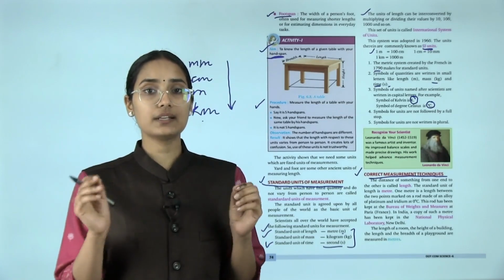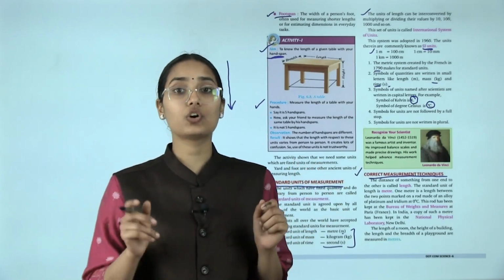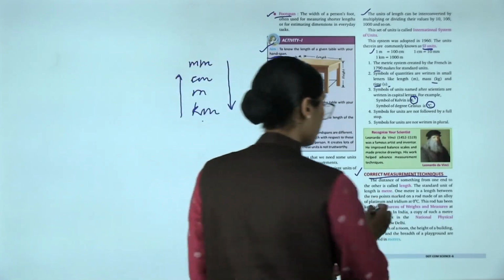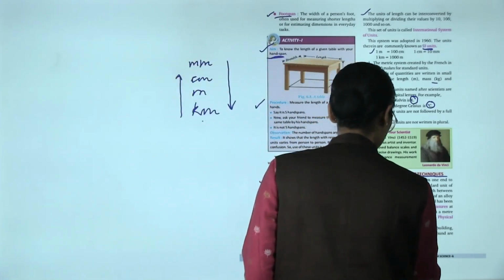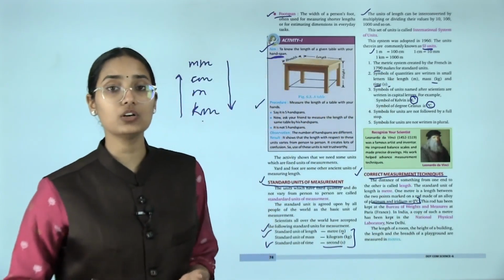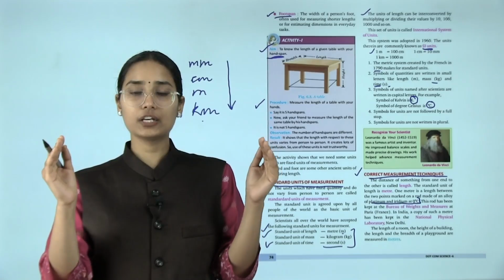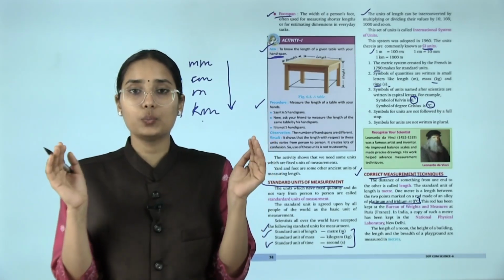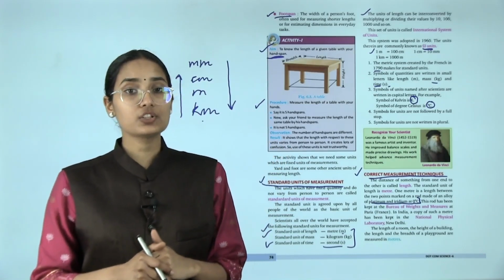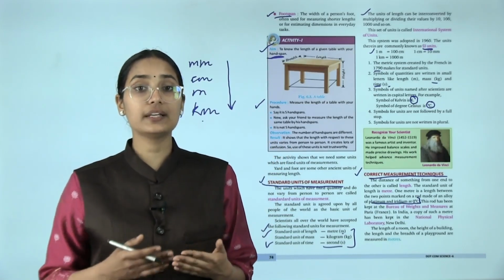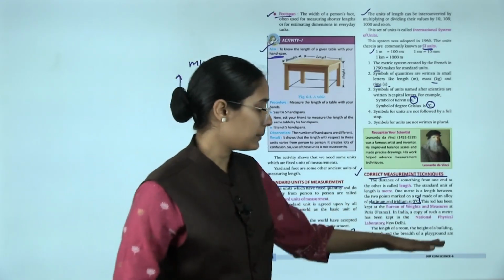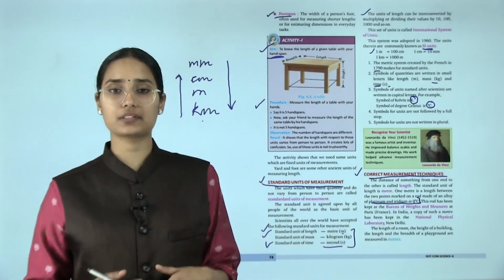So 1 meter is a length between 2 points marked on a rod made of an alloy. It is made of an alloy of platinum and iridium at 0 degree Celsius. Now we have a rod which tells us that this is 1 meter. Now the length of a room, the height of a building, the breadth of a playground are measured in meters. So these are all measured in meters.